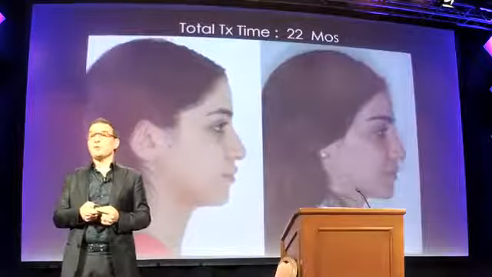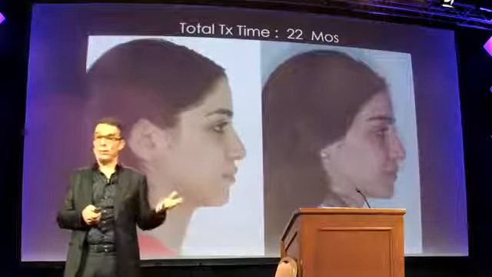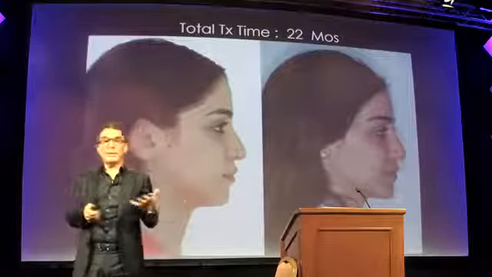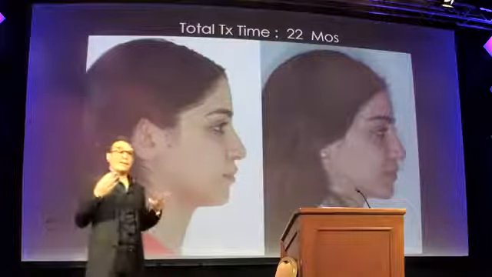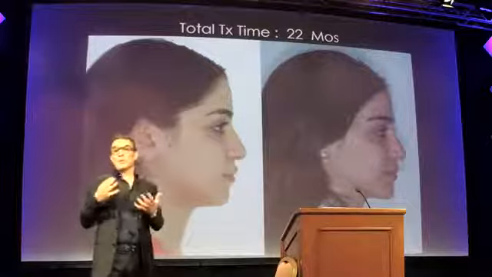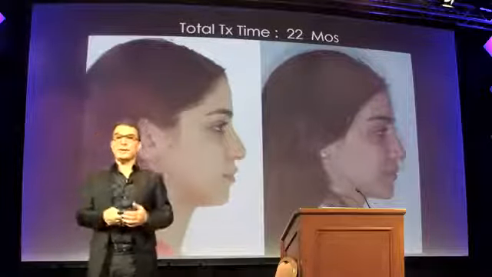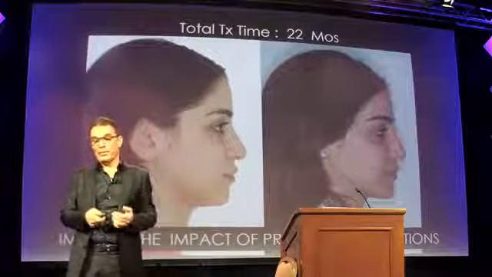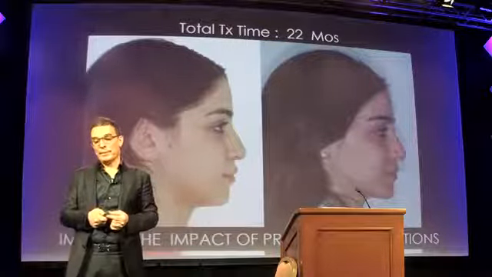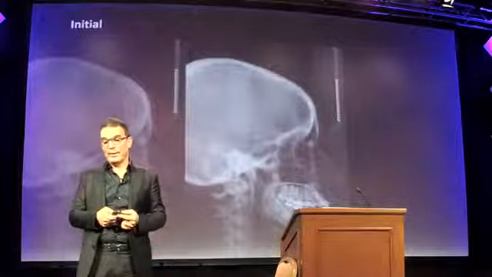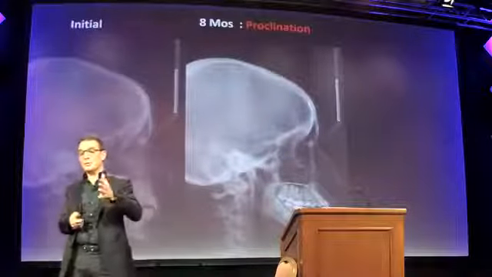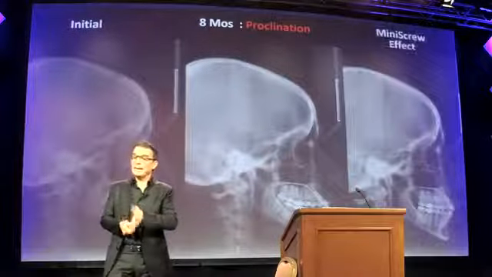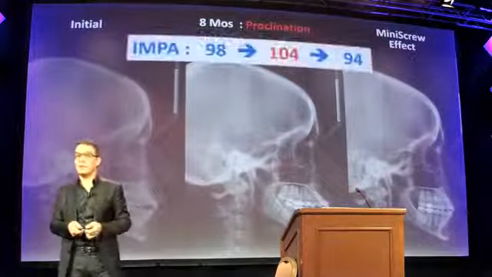And look at the patient's profile. Imagine the impact of premolar extractions, but imagine also if we didn't have the ability to use our mini screws and to correct that case and to go back to the most aesthetic position possible for the patient, facially and dentally. The 3 steps: initial, after proclination, and after what we call the mini screw effect.